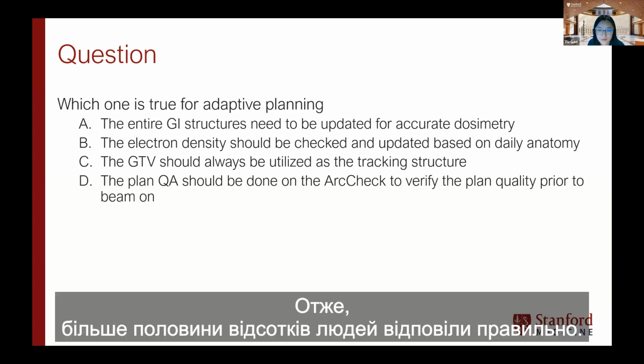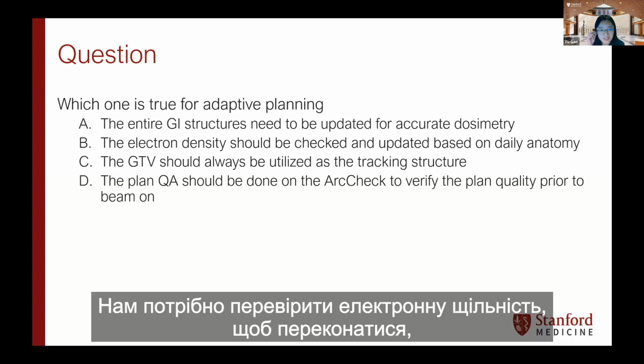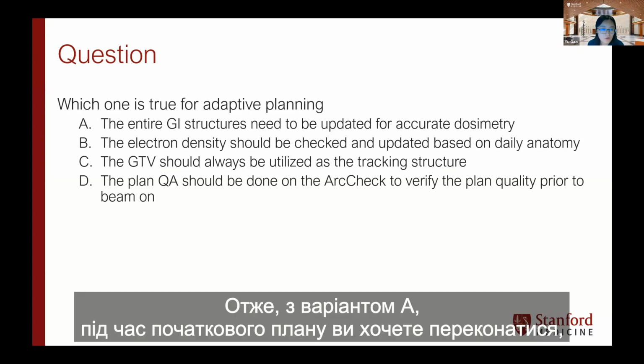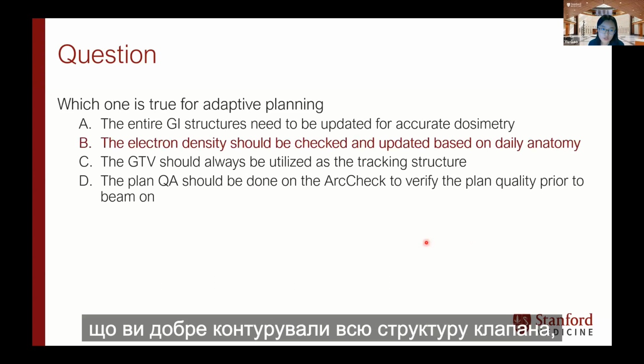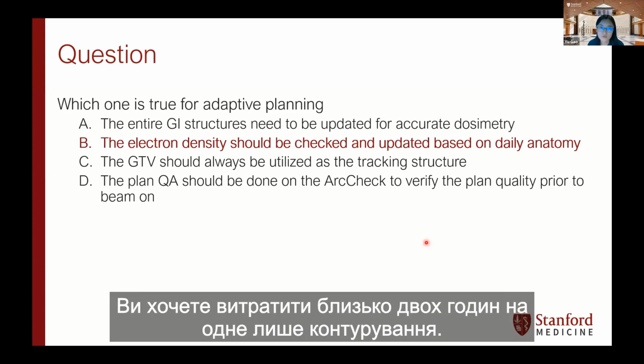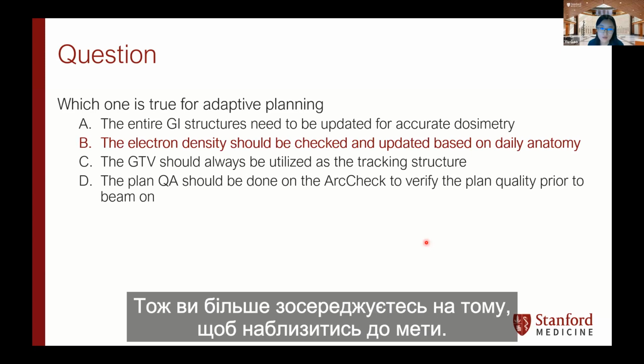Okay, so more than 50% of people got it right. The answer is B. We do need to check electron density, making sure it's correct based on the daily anatomy. For A, during the initial plan, you want to make sure you contour the bowel structures well, but during adaptation, you really want to improve the efficiency. You don't want to spend 2 hours just contouring, so it's more focused on the region close to the target.